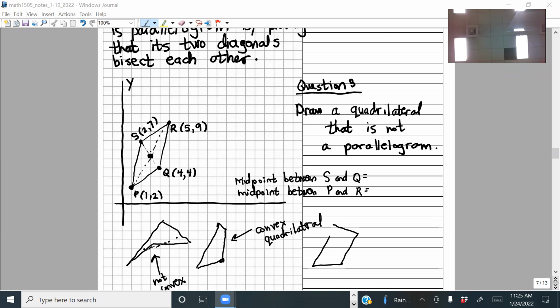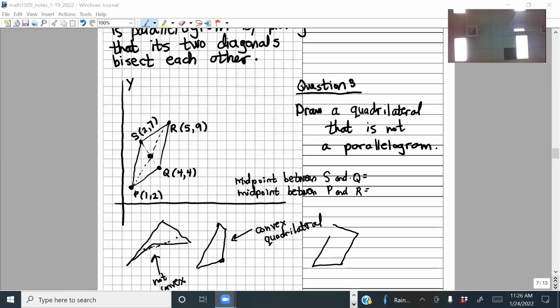Like this one. All right, so again, we were just trying to demonstrate that that was a parallelogram, the easy way, by showing that these two diagonals bisect each other. They cut each other exactly in two. We do that by finding the midpoints between these opposite corners: the midpoint between S and Q and the midpoint between P and R. If those turn out to be identical, then we know these diagonals bisect each other.